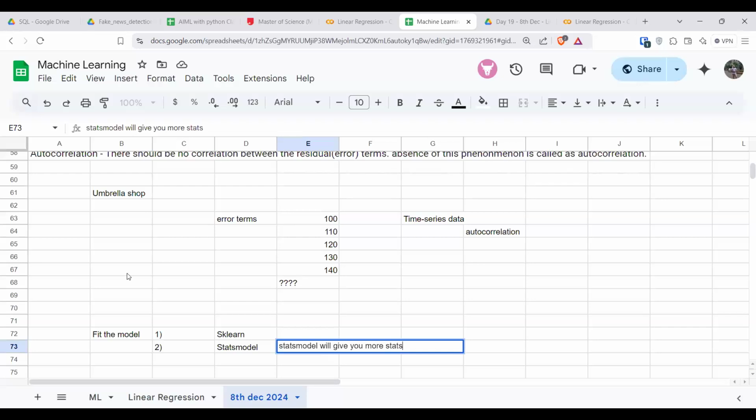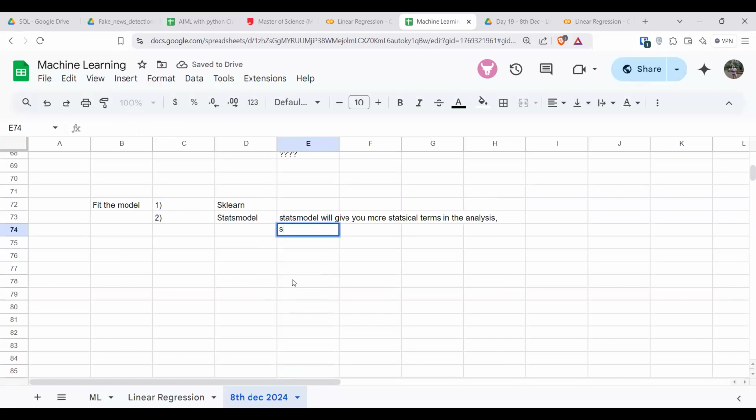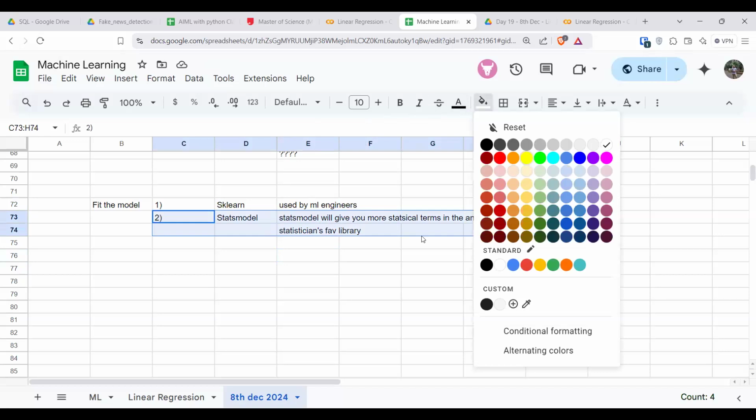So it is widely used. It will not be wrong to say it is the statistician's favorite library, and sklearn is used by ML engineers out there, right? So if you use statsmodels, you will get a lot of statistical terms that are preferred by statisticians out there, right? So we'll just try to study the statsmodels library now, right?